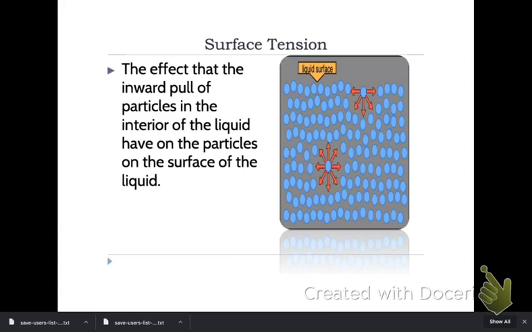So surface tension is the effect that the inward pull of particles in the interior of the liquid has on the particles on the surface of the liquid. They're constantly being pulled inward, and that's what gives it that tension, that surface.